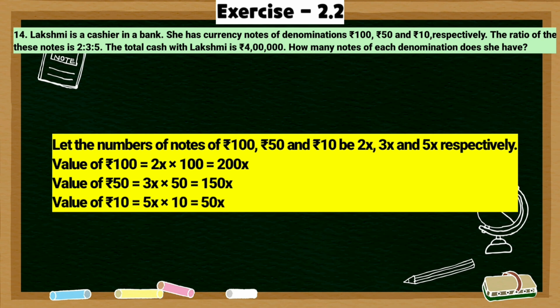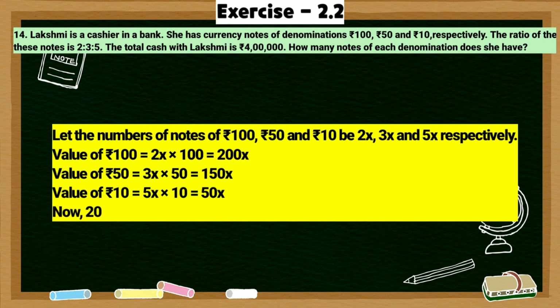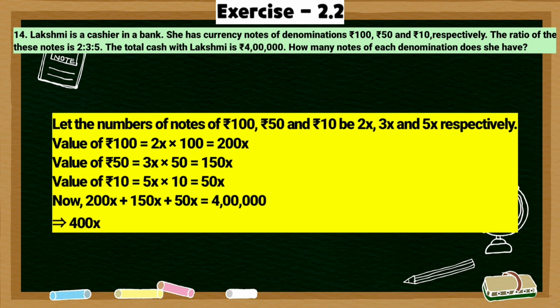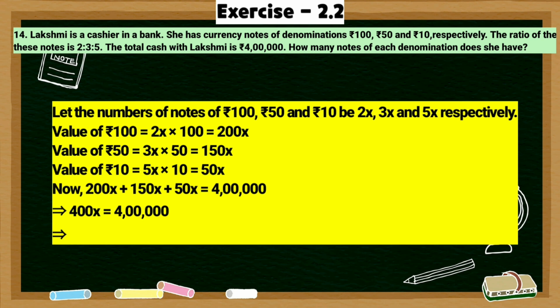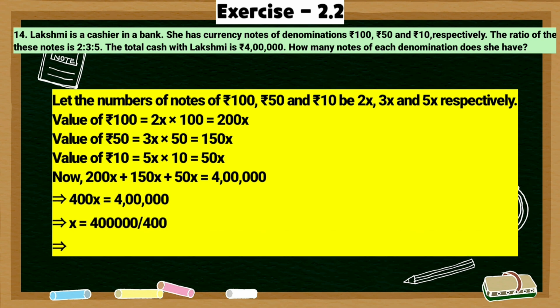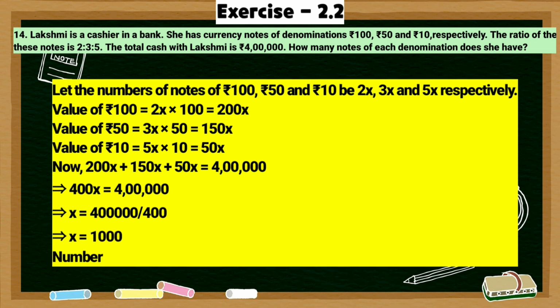Now it is given that total cash is rupees 4 lakh. So 200x plus 150x plus 50x is equal to 4 lakh rupees. On adding, we get 400x is equal to 4 lakh rupees. So x will be equal to 4 lakh divided by 400. Now when you divide this, you will get x is equal to 1000.